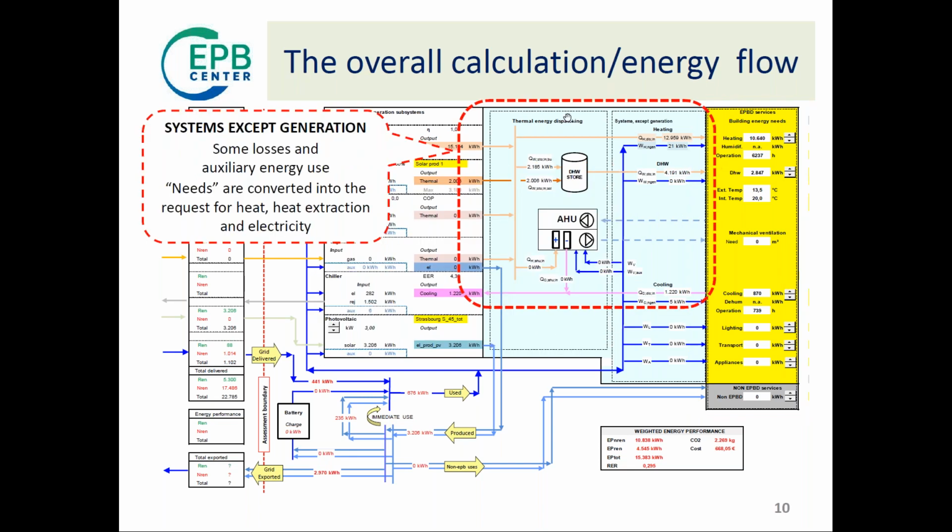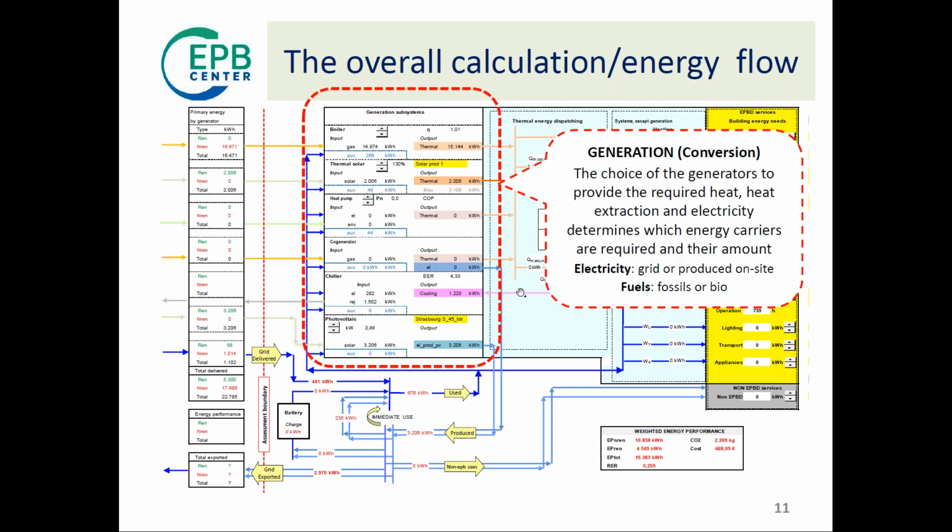Here is the area of systems except generation, so this is not very complicated. There are some simple parameters to adjust this for testing purposes. And here, what is important is the generation conversion and the choice of the generator to provide the required heat, heat extraction and electricity. This will determine which energy carriers are required and their amount.